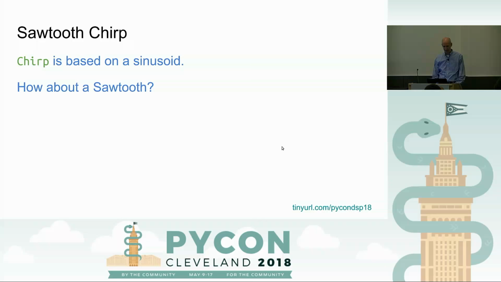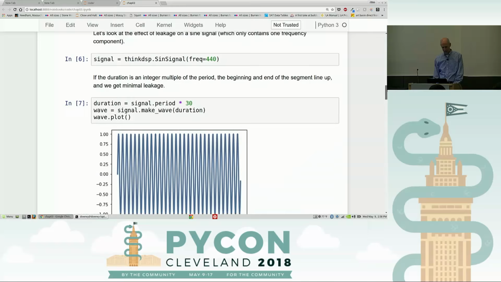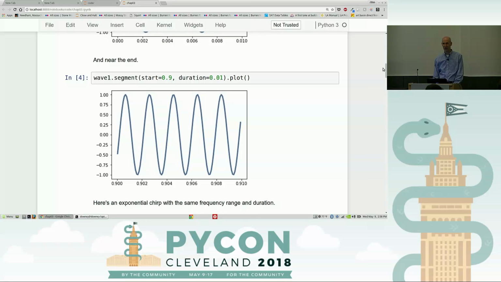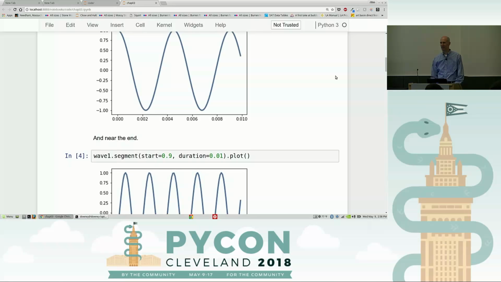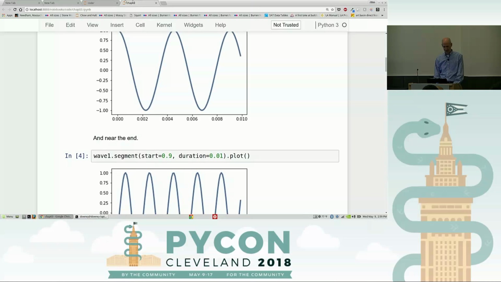One other thing I wanted to show you: the chirp that we have so far is based on a sinusoid. If you look here, this is the 220 sinusoid, which is at the beginning of the chirp. This is the 440 sinusoid, which is at the end of the chirp. But I can make chirps out of anything. I can take any waveform and make a chirp out of it. The one that I played around with a little bit is the sawtooth chirp, which is one of the exercises. We're not going to do that exercise now, but if you load up the Chapter 3 solution, you can hear what that sounds like.